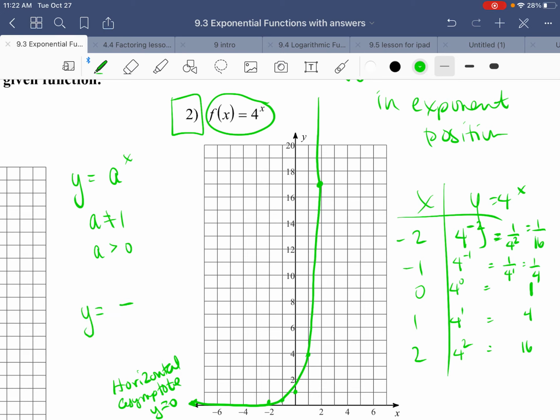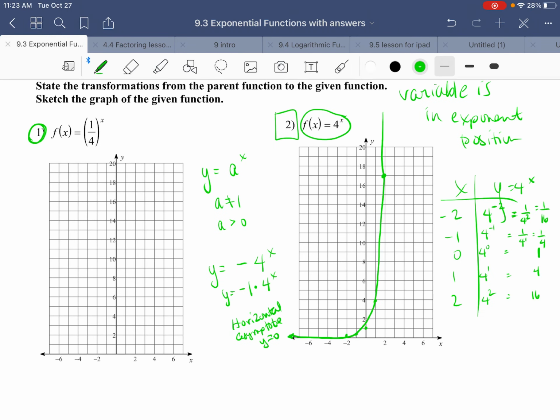Now here's a funny thing, because sometimes you can have a negative in front, but the a value is still considered positive. And that negative in front is going to look like this if you really wanted to analyze it. So what does a negative 1 in front multiplied to a function do to it? What effect does it have? It has the effect of reflection in the x-axis. So it would be an upside down shape.